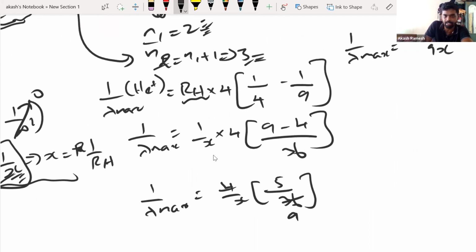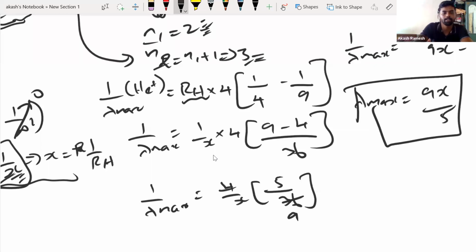So 1 by lambda max is 5 divided by 9X. What is lambda max is what they're asking. That will be the reciprocal, so that would be 9X by 5. Very simple. Okay, right? Lambda max, we got the value as 9X by 5. So the answer to this question is 9X by 5.